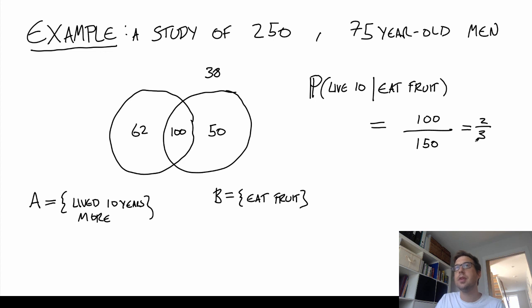Really what we're saying here by probability is that if we chose one of these people at random, what is the probability that they live 10 more years given they ate fruit? The experiment that we're doing is: out of the 250 people listed here, suppose we choose one at random, what is the probability that person lives 10 more years given they ate fruit? Further, we can look at the probability that they live 10 more years given they do not eat fruit.